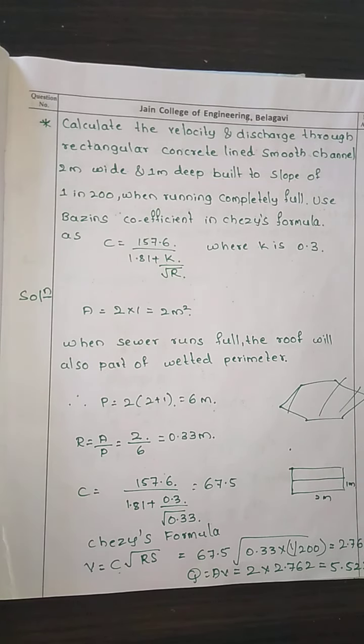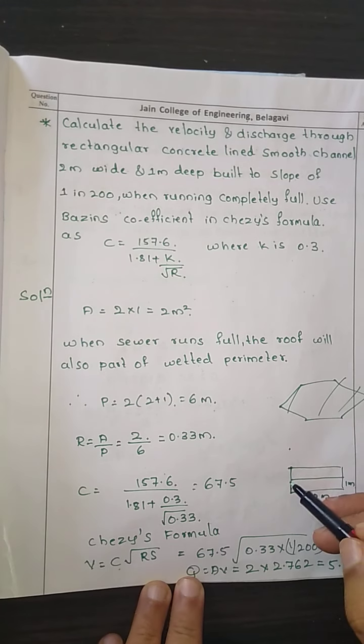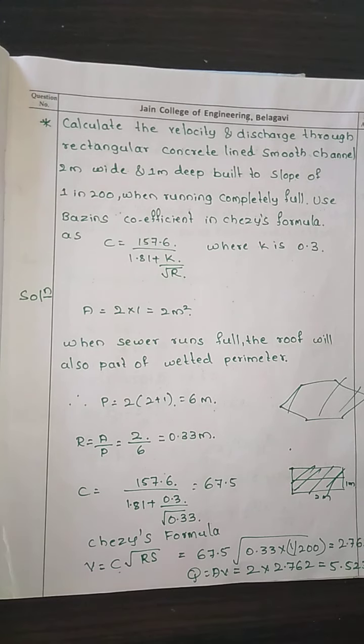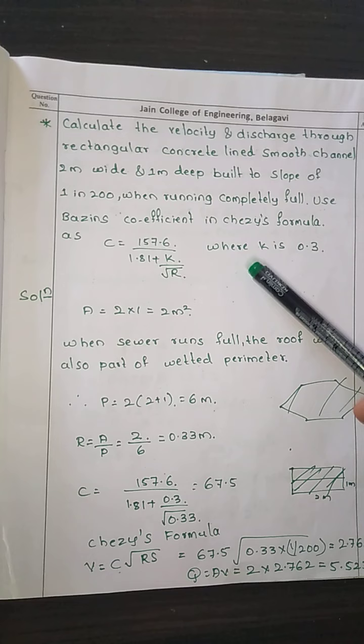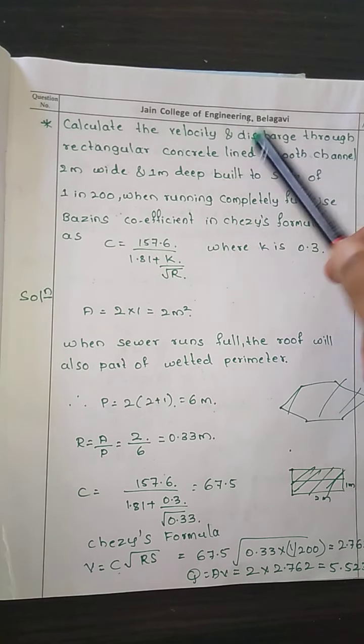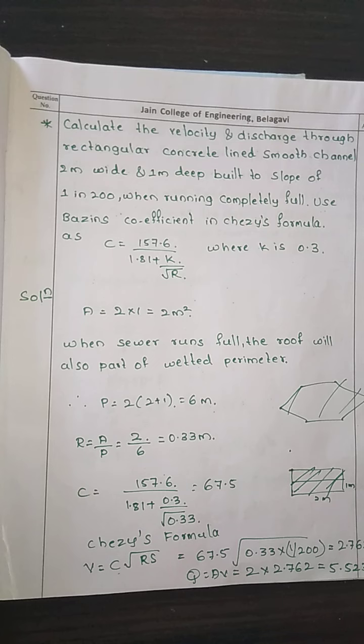Now when this sieve is running completely full, use the Bazin's coefficient in the Chezy's formula. So Bazin's coefficient they have given. We have to use the Bazin's formula in the Chezy's formula, and we need to determine the velocity v and the discharge q. Velocity v and discharge q have to be determined using the following conditions.